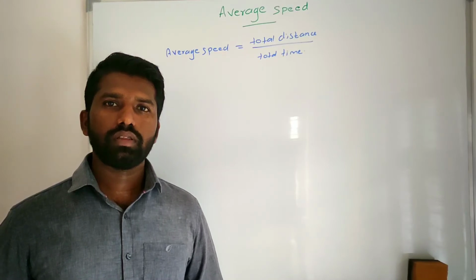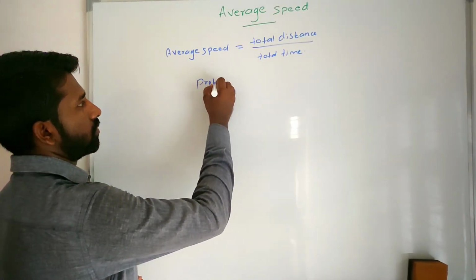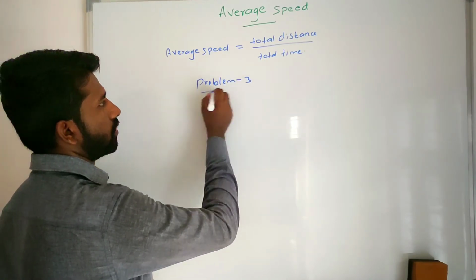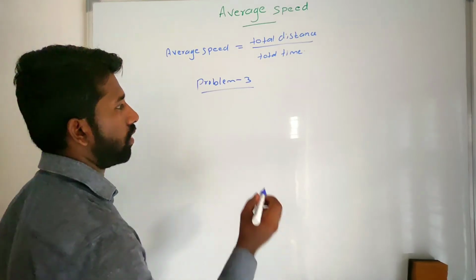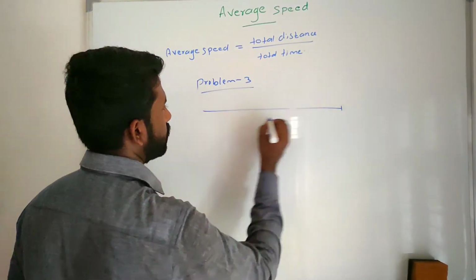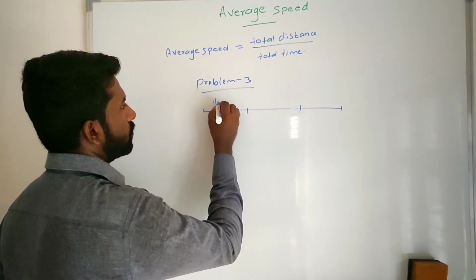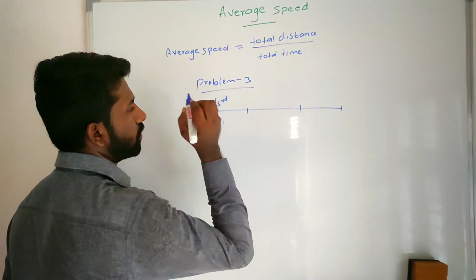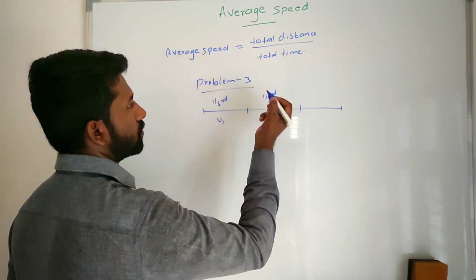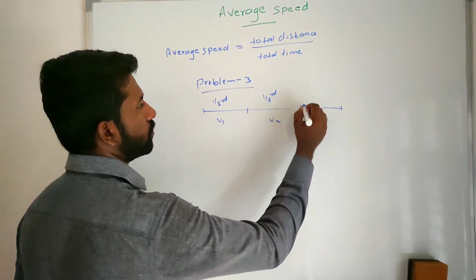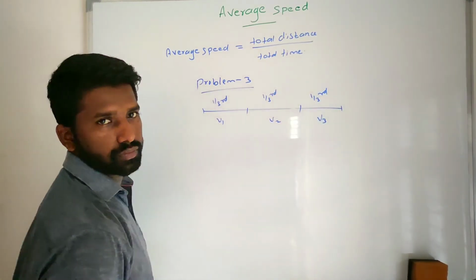Next we will see the third type of problem. Problem 3. That means the total distance is divided into 3 equal parts. First one third of the distance is traveled with the velocity v1. Next one third of the distance is traveled with the velocity v2, and the next one third is traveled with the velocity v3.